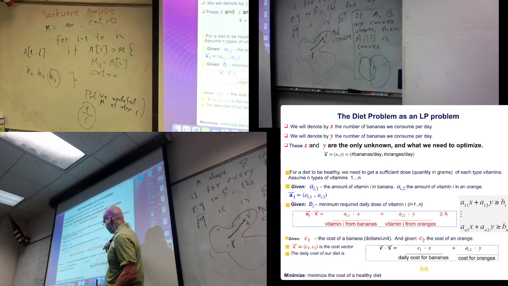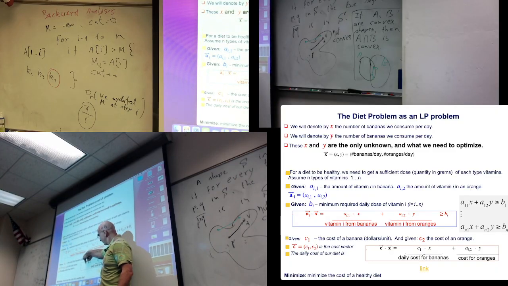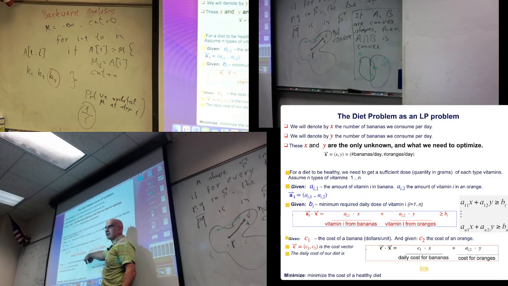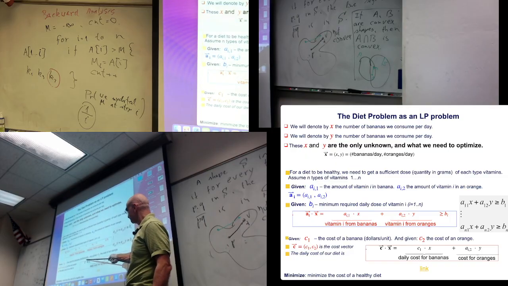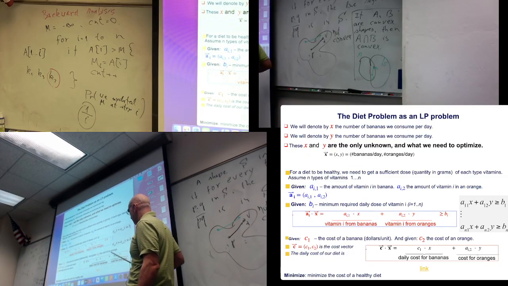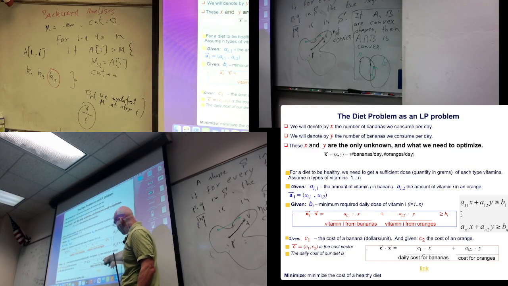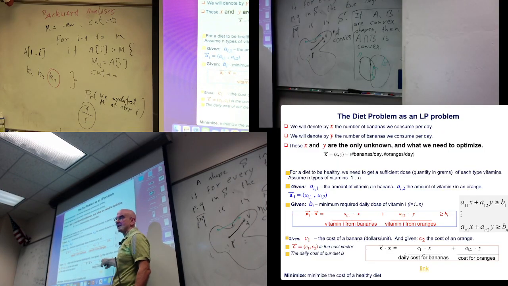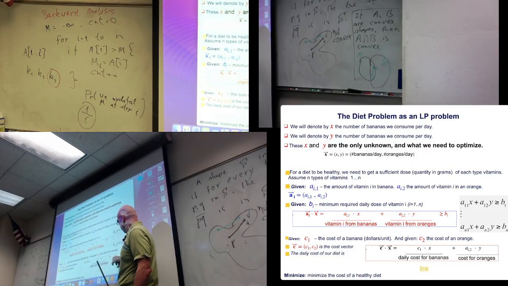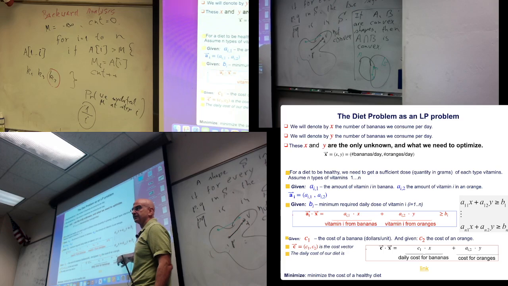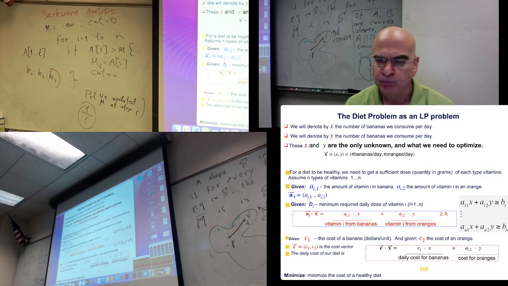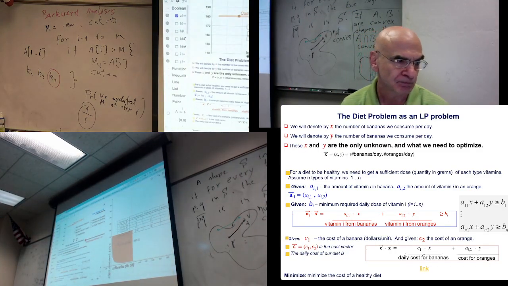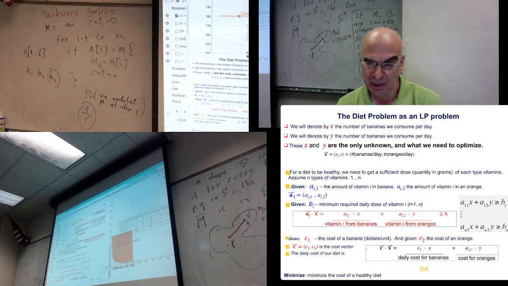What else am I given? I will be given a cost vector C. Vector C consists of several parameters. What are they? C1 is how much a banana costs in dollars. C2 is how much an orange costs in dollars. How much do I need to spend per day? C1 times how many bananas I'm going to get, plus how many oranges I'm going to get times the price of each one respectively. That's how much I'm going to spend. Okay, you got it? So here are my constraints.